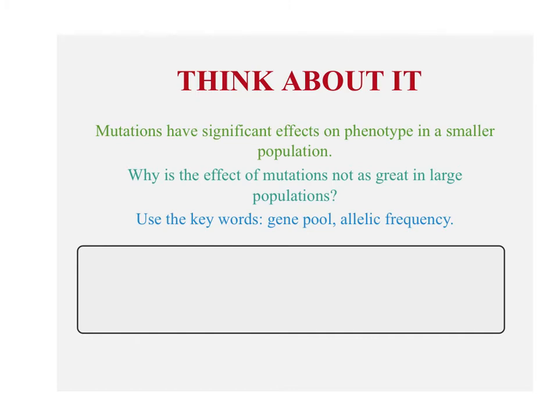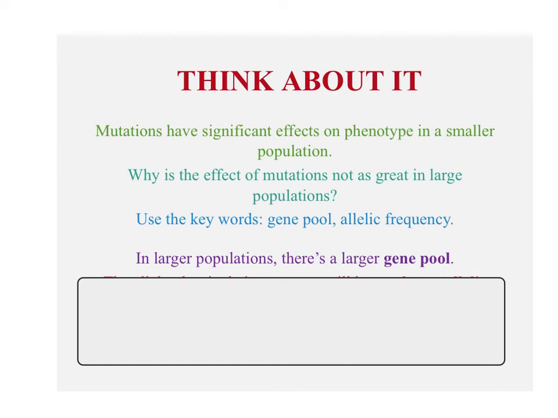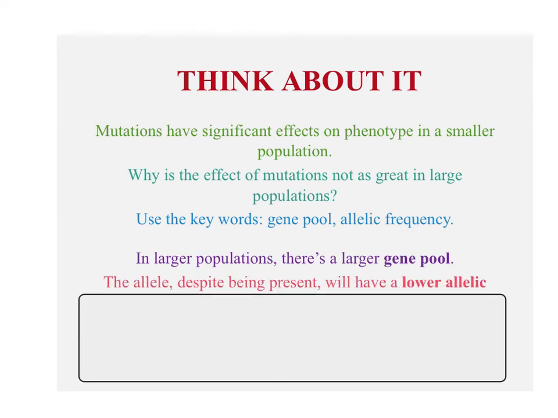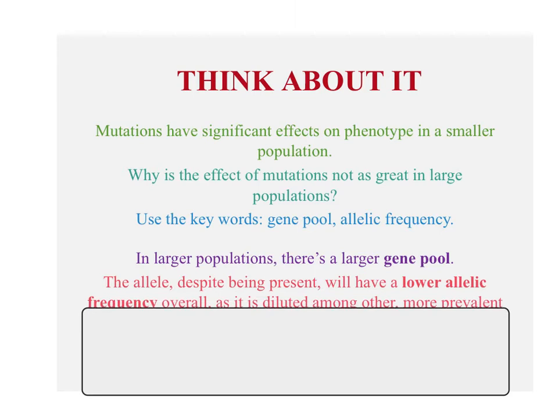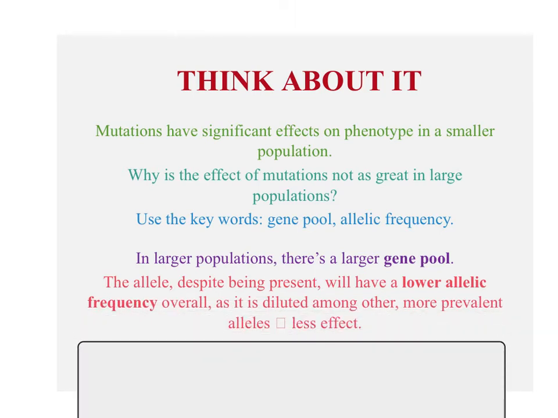Now, hopefully your sentences should have looked a little bit like this. So in larger populations, there's a larger gene pool, which means that despite a mutated allele being present, it's going to have a lower allelic frequency overall. So it's a bit more what we call diluted, or genetically diluted, between all of the other alleles in that population. And those other alleles in that gene pool might be much more significant as a part of that pool. And therefore these new mutations are going to have a much lesser effect. They're not going to be as impactful in changing the phenotype of the population as a whole.